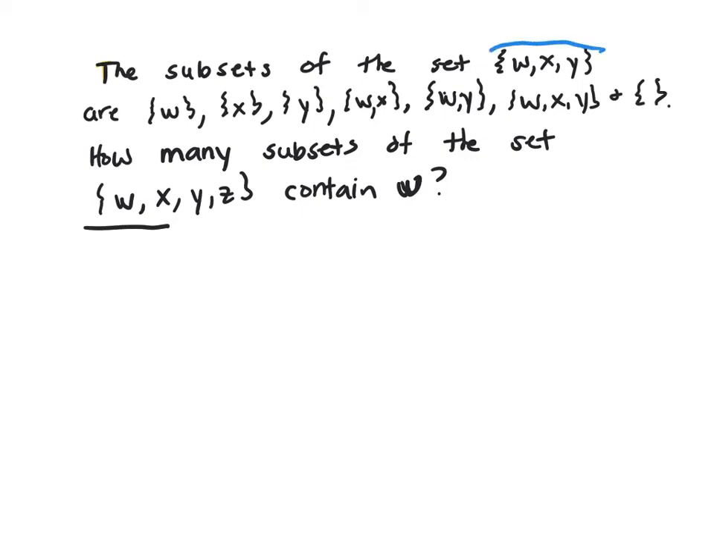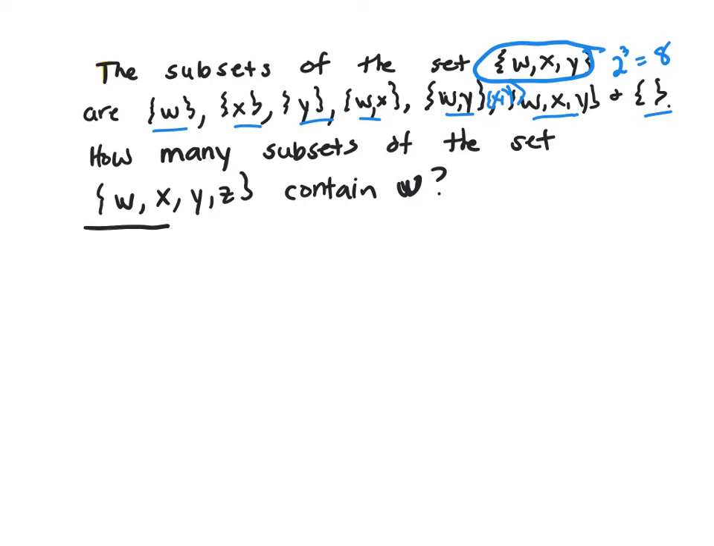If you look at this set WXY, you've got 3 elements in it, and that tells me you have 2 to the 3rd subsets, which is 8. 1, 2, 3, 4, 5, 6, 7. I'm missing one. X, WX, WY, WX, WY. I'm missing XY. I found that out from when I wrote them out.